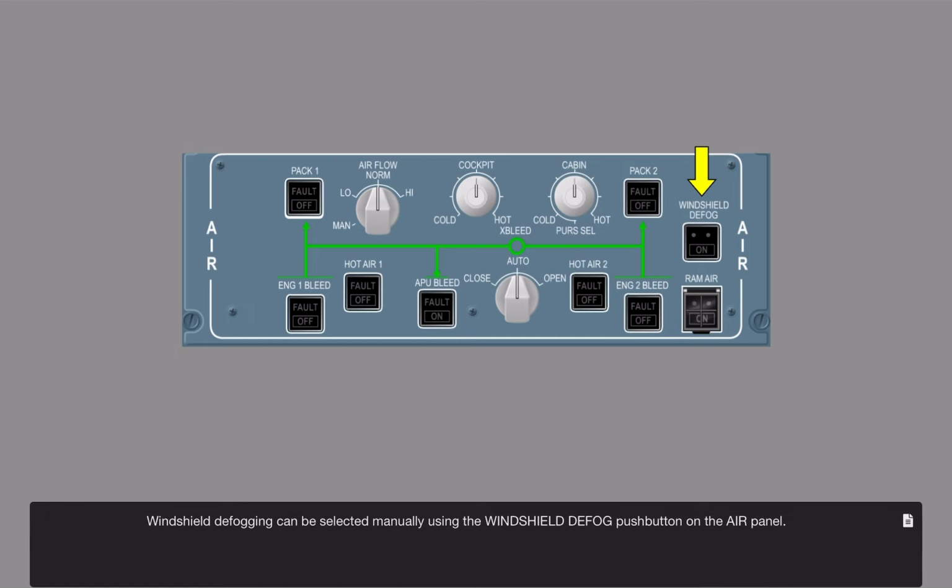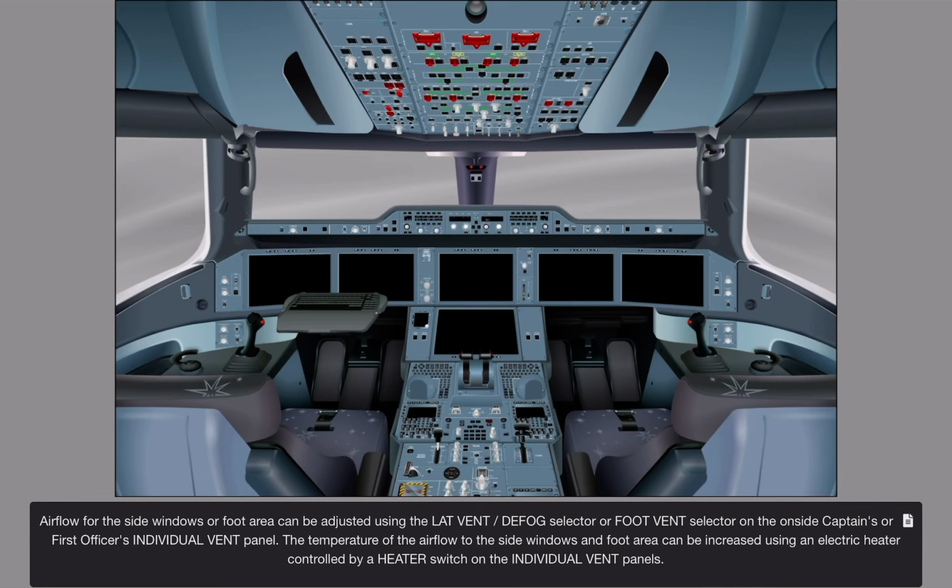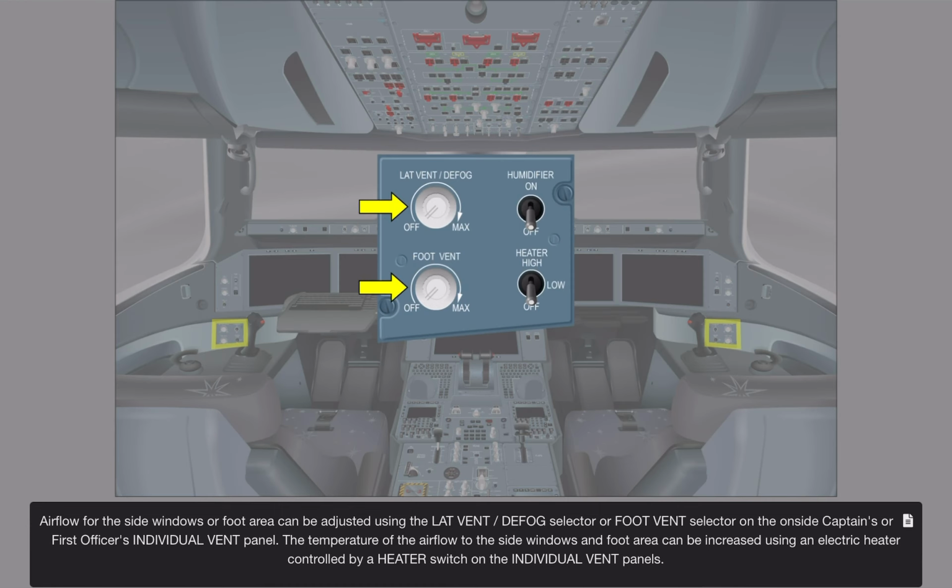Windshield defogging can be selected manually using the windshield defog push button on the air panel. Airflow for the side windows or foot area can be adjusted using the lateral vent defog selector or foot vent selector on the onside captain's or first officer's individual vent panel. The temperature of the airflow to the side windows and foot area can be increased using an electric heater controlled by a heater switch on the individual vent panels.